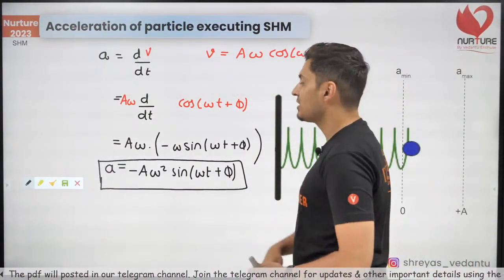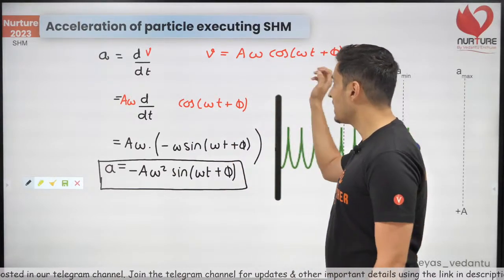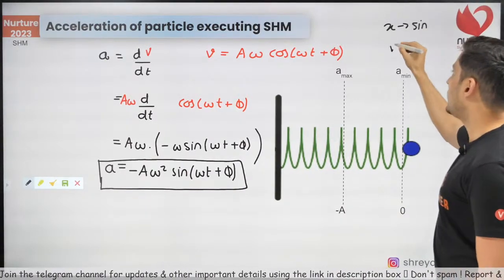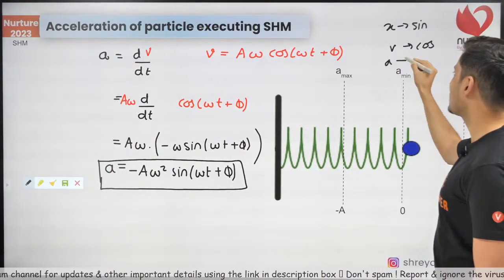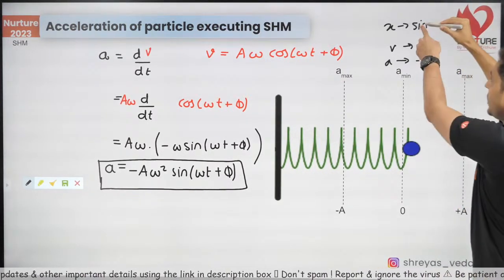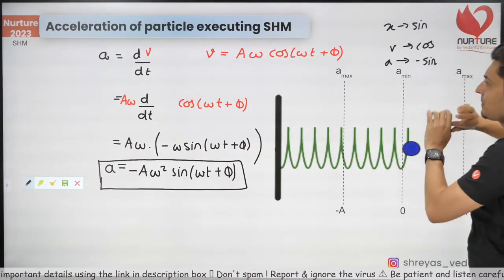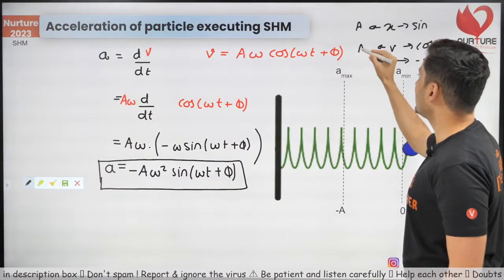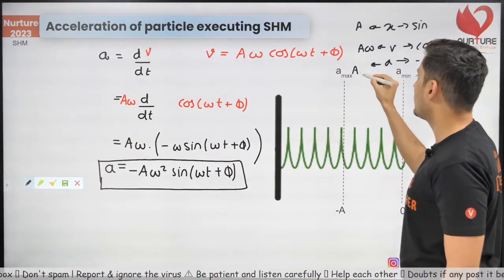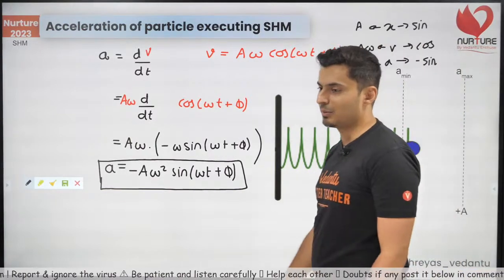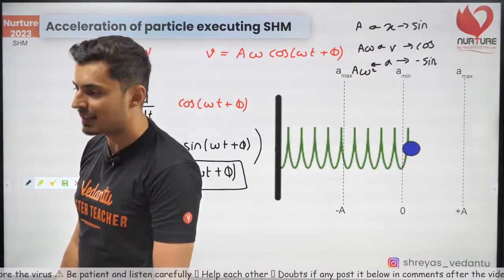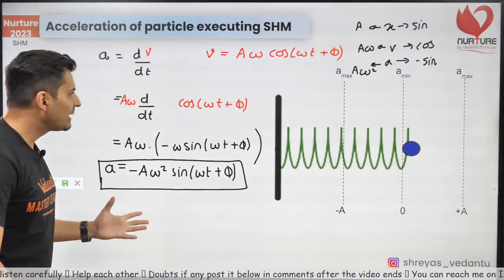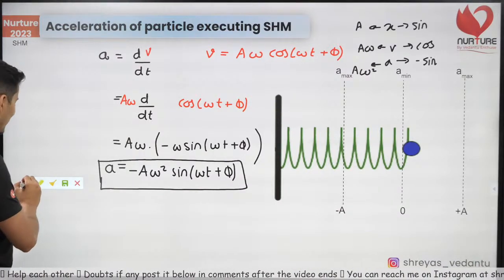So acceleration is minus a omega square sine(omega t plus phi). Velocity was a omega cos. In fact, if you notice, if x is sine, velocity is cos, and acceleration is back to minus sine. Derivative of sine is cos, derivative of cos is minus sine. The term which is outside changes. For x it is a, for velocity it is a omega, for acceleration it is a omega square. That minus sign will automatically come over here. That's it. Is that clear? Very good. Now think, what will be the max value of acceleration?